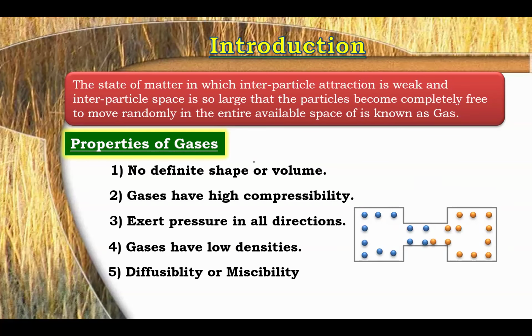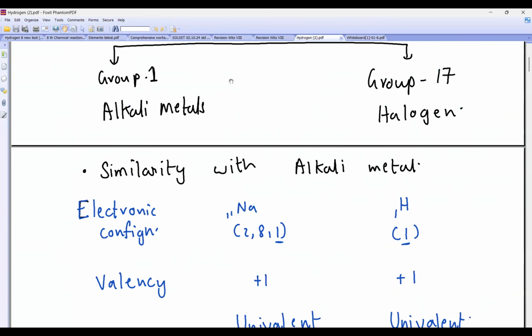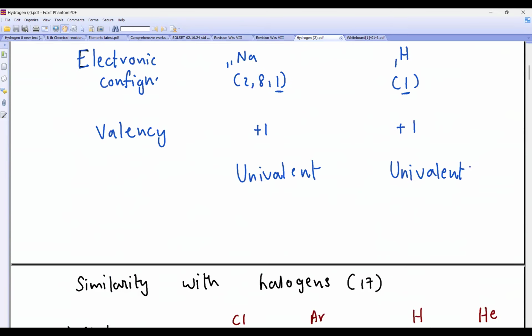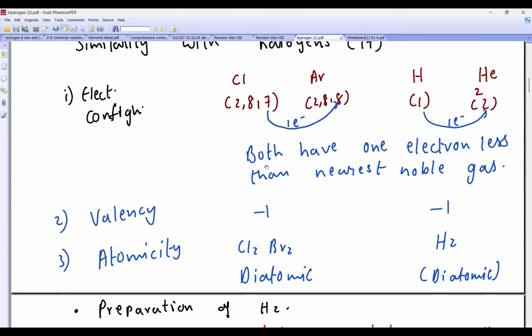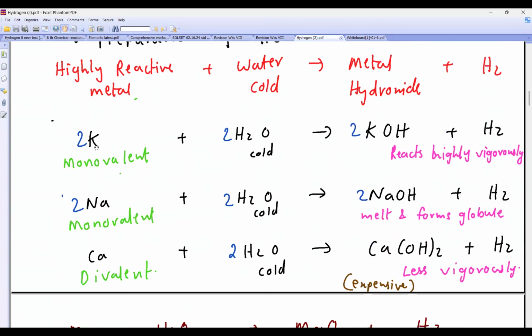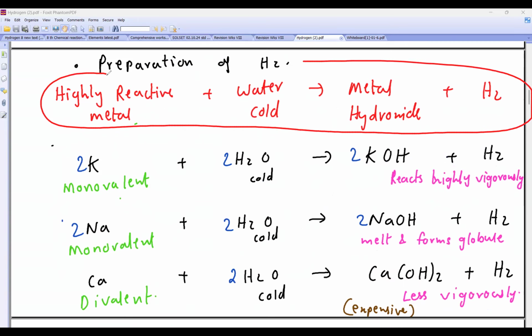Hydrogen means what, beta? Water producer. Hydrogen atomic number is 1, molecular mass is 2, mass number is 1, it has 0 neutron. Now, this reaction they will ask you: what happens when hydrogen reacts with a monovalent metal? Remember, potassium and sodium react with cold water to give the corresponding metal hydroxide and hydrogen.